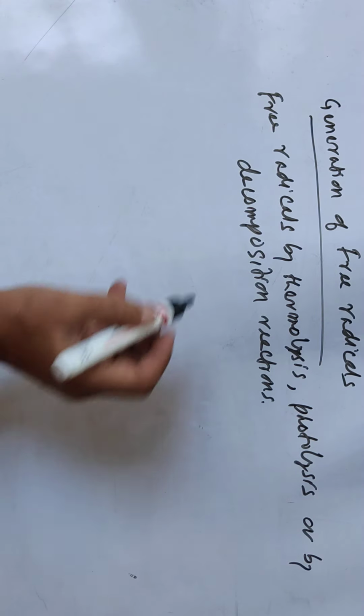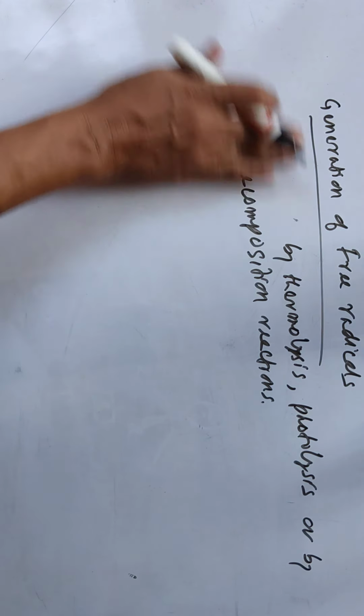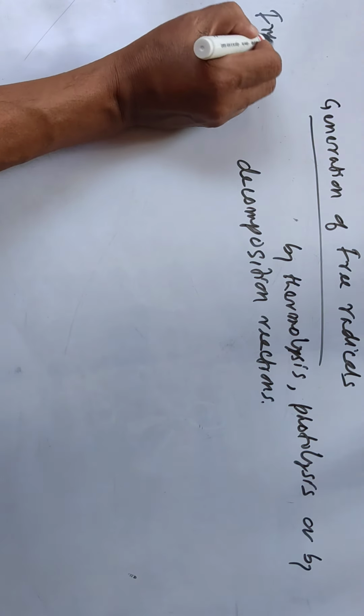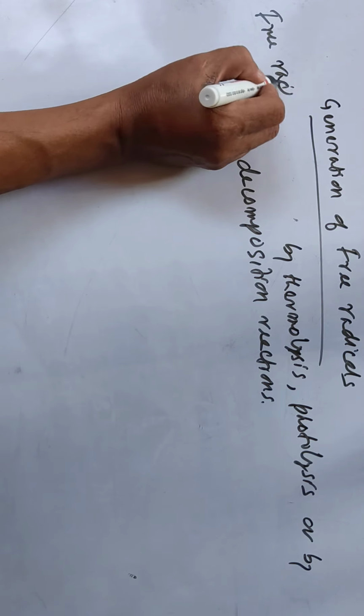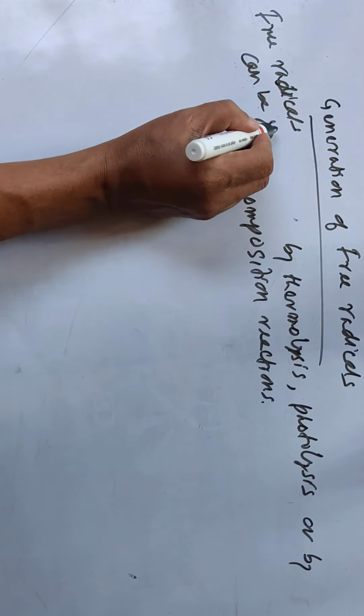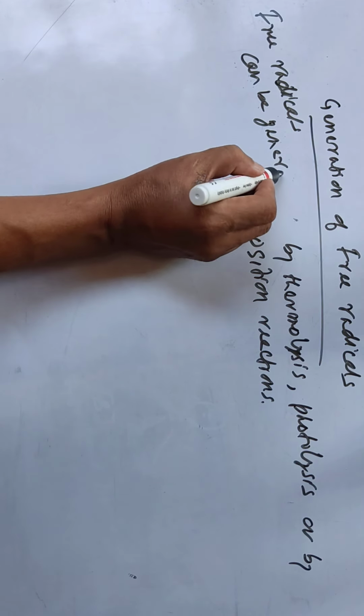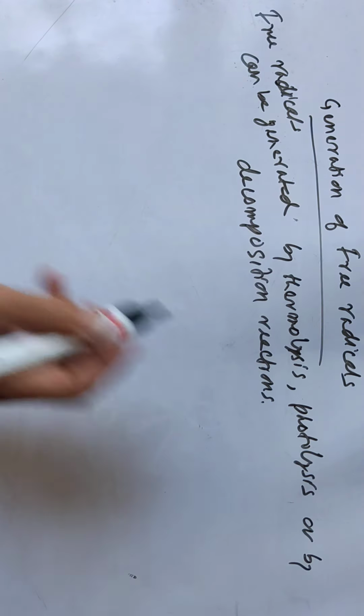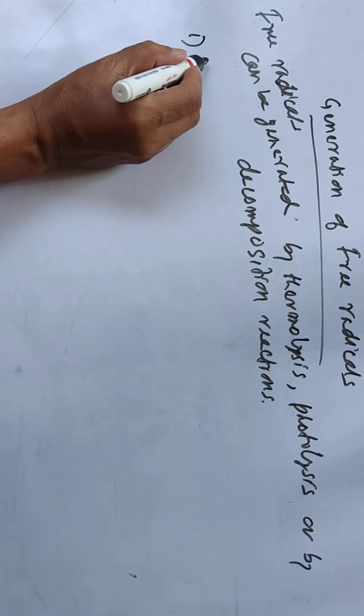So I'm repeating again. Free radicals can be generated by thermolysis, or you can say thermal cleavage, or photochemical cleavage, and decomposition reactions. So let's see one by one. Thermal cleavage.